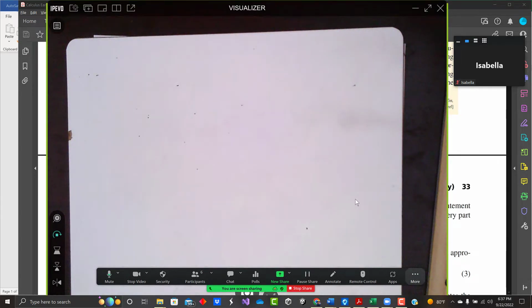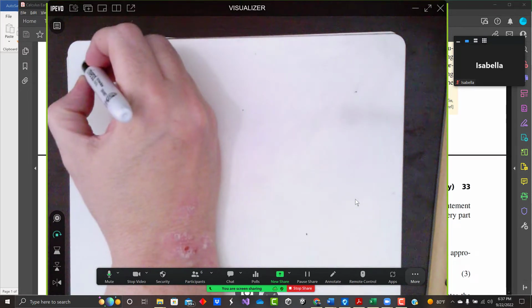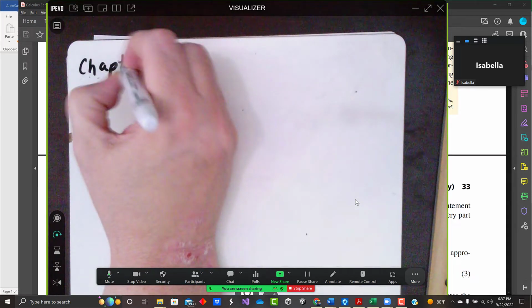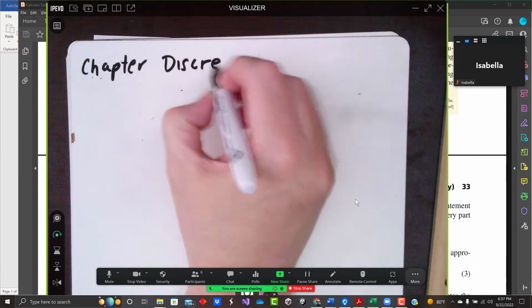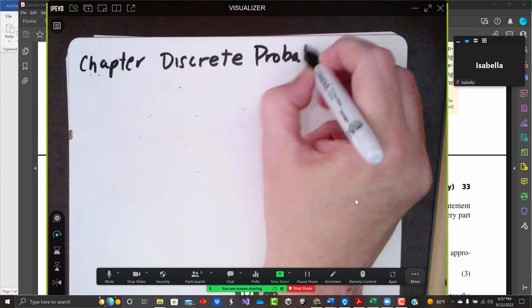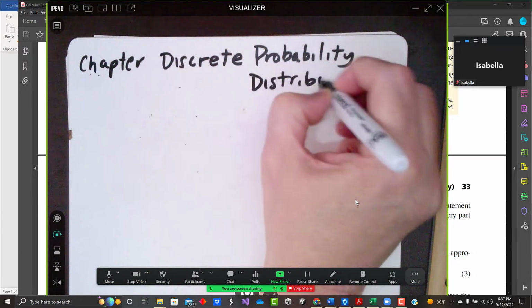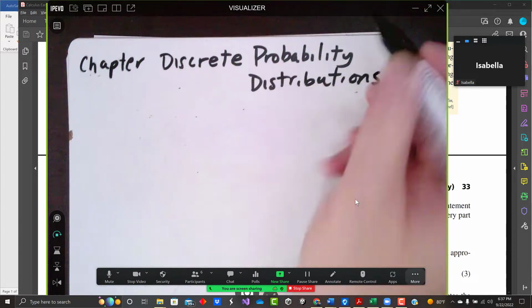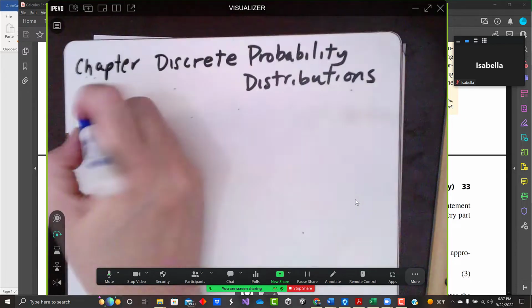All right. Hey, everybody. Let's get started. We're going to do chapter 6 today, at least 6.1 and 6.2. Chapter 6 is on discrete probability distributions. In 6.1, we will be talking about what a discrete random variable is.